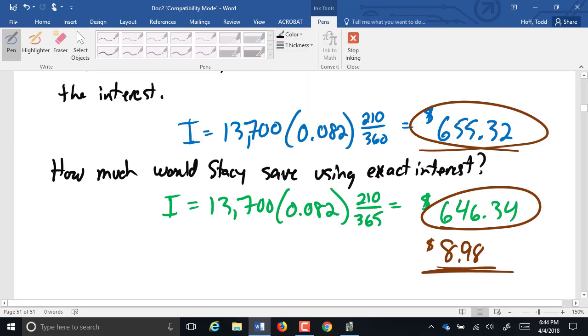So you notice to the customer, it's not a huge deal. I mean, 210 days is 7 months. It's $9. It's just over $1 a month, $1.285714 a month. But to the bank, if they have several customers that are paying that extra buck a month, that's a big deal to them.